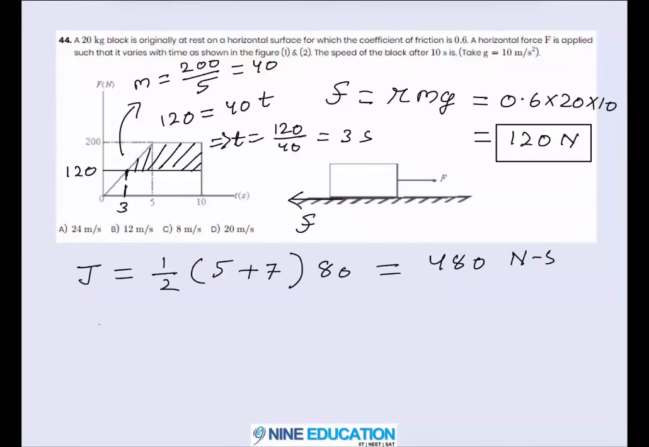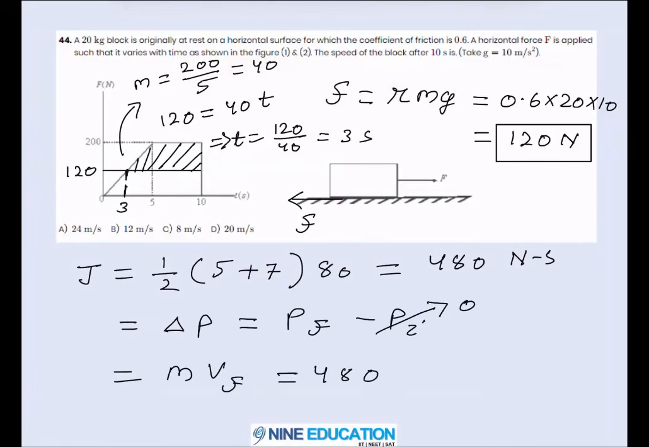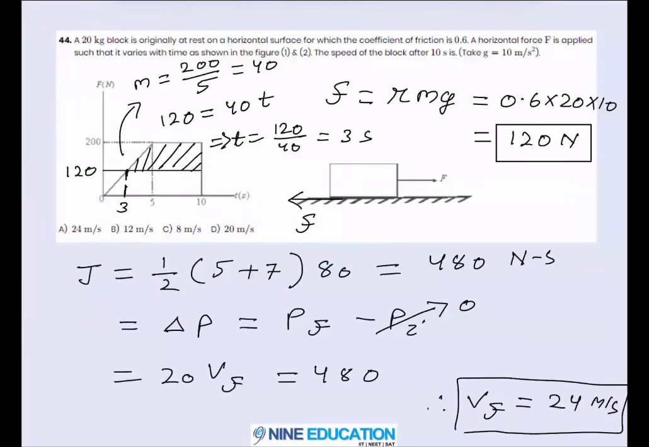Now, if I want to calculate the velocity, I will just apply impulse is nothing but change in momentum. Now, initially it was at rest, so the initial momentum will come out to be zero. And the final momentum is mass of the body into the final velocity, which is what we want to calculate. And what is the mass of the body? 20 kg. And from this, the final velocity comes out to be 480 by 20. That is about 24 meter per second. The answer is option A.